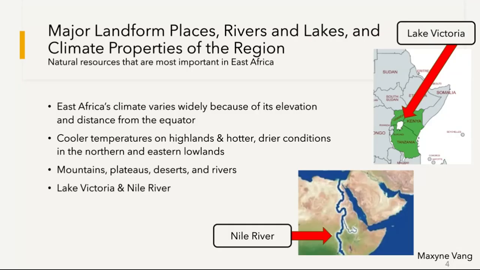The region's geography is also full of variety: tall mountains, wide plateaus, vast deserts, and important rivers. Two of the most famous water features are Lake Victoria, the largest lake in Africa, and the Nile River, which begins in East Africa and flows north all the way to Egypt. The mix of climates and landscapes makes East Africa one of the most uniquely geographically diverse regions in the world. And I have a picture of Lake Victoria on the map and the Nile River as an example.